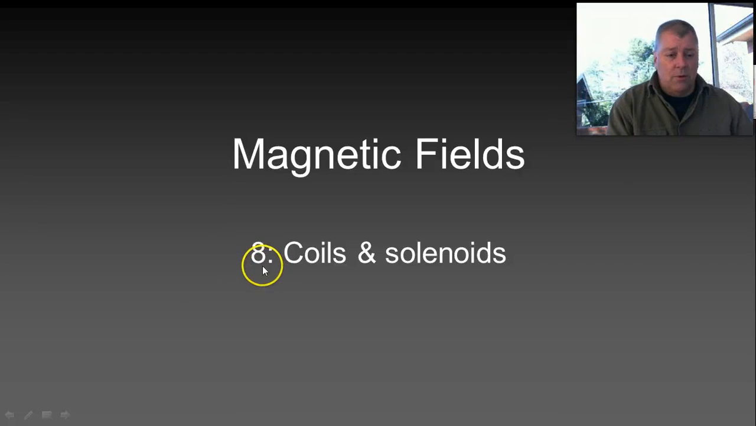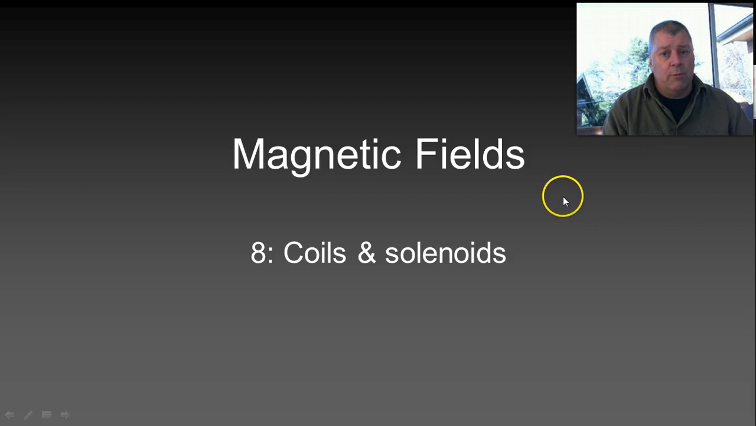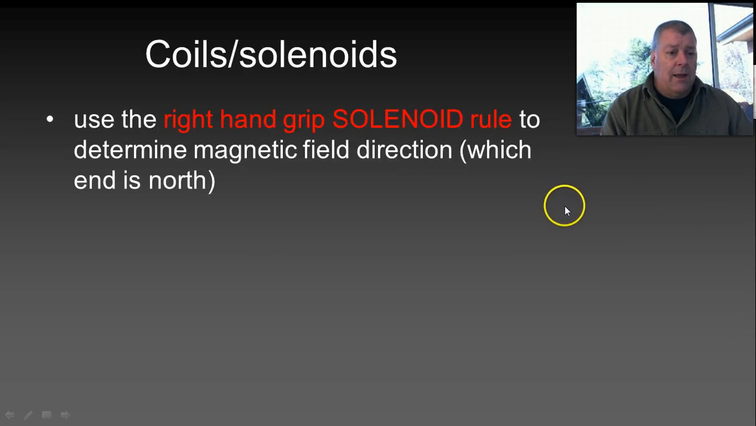Hello again, physics students. Welcome to number 8 in magnetic fields, coils and solenoids. So we've just done the magnetic field around a current carrying wire, and we used the right hand grip rule to determine its magnetic orientation. And now we're going to deal with what's called the right hand grip solenoid rule.